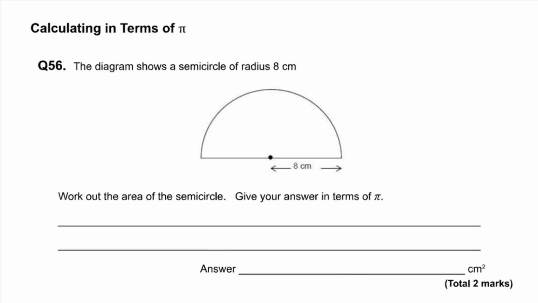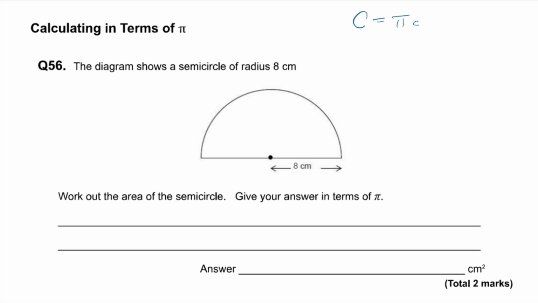Okay? And question 56 says, the diagram shows a semicircle of radius 8 centimeters. Work out the area of the semicircle. Give your answers in terms of pi. Okay. So you've got two useful formulas here that you might be able to use for circles.